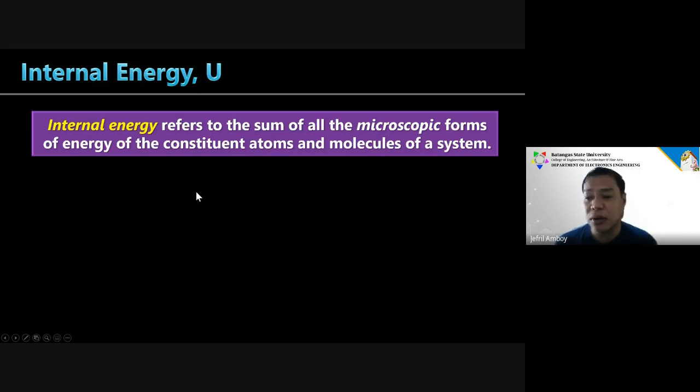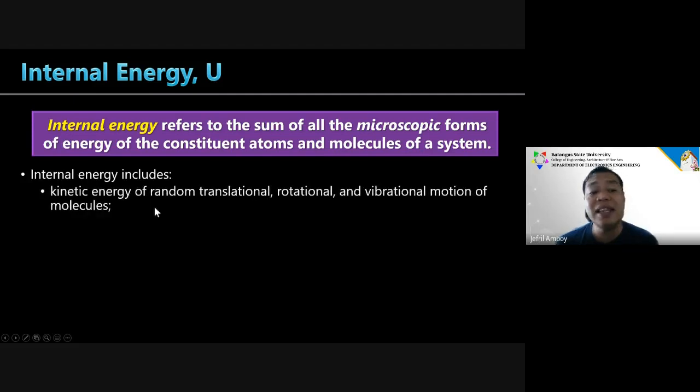So they may include the following. First, the internal energy includes the kinetic energy of the random, translational, it could be rotational and vibrational motion of molecules. The molecules and the atoms that make up a system are always in motion. And how do they move? They move translationally, they move rotationally, they can rotate, and they vibrate. So all of this motion accounts for the internal energy of that system.